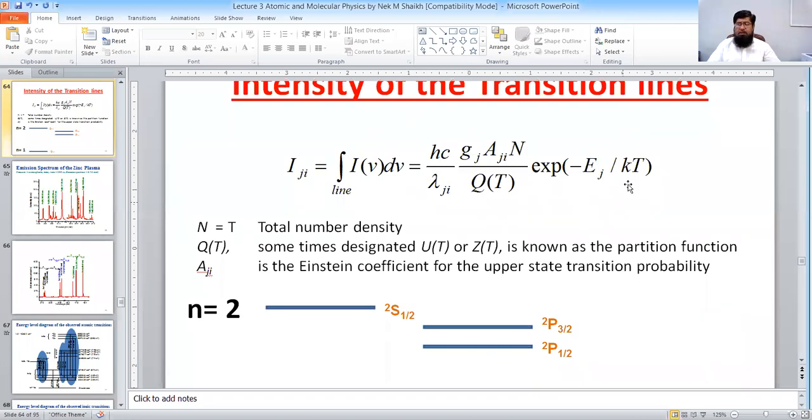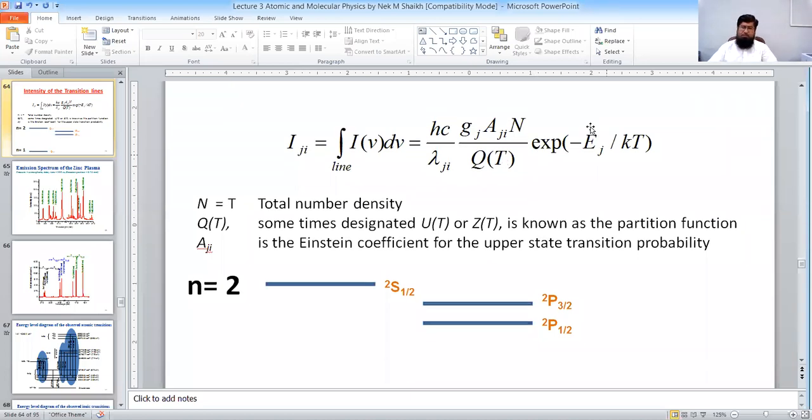This is the formula by which you can calculate the possible intensity of the transition lines when the atom is de-excited from a higher level to the lower level. Now in this intensity formula, h is constant, c is constant, lambda is the wavelength, and everything is constant.